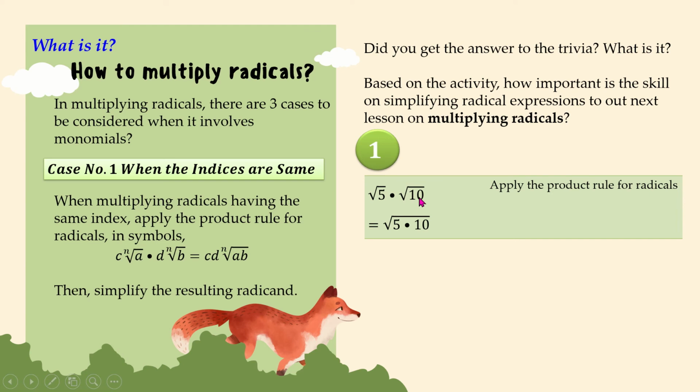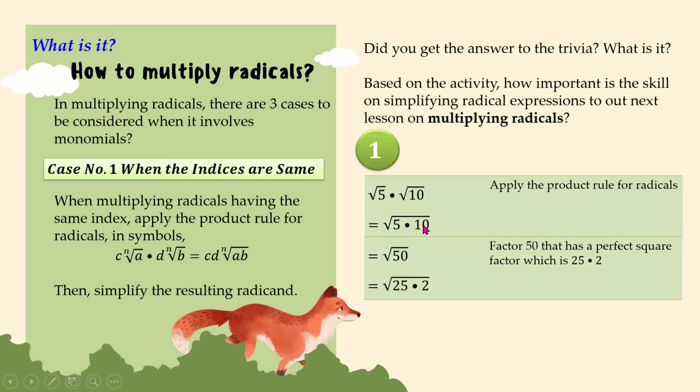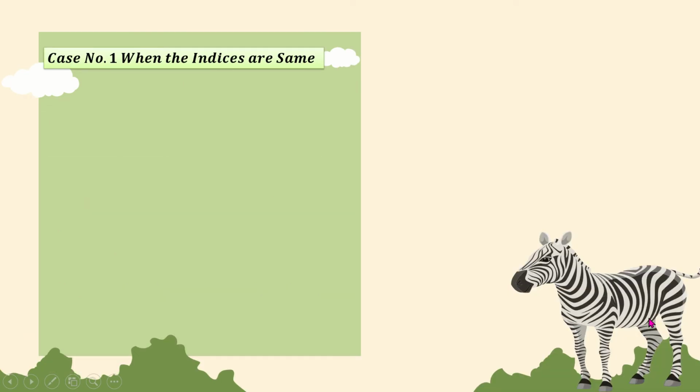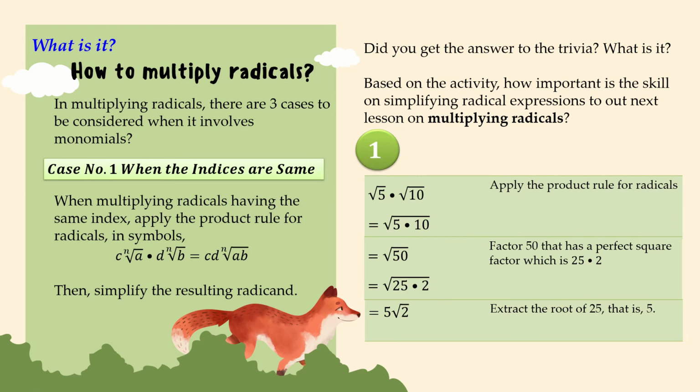Square root of 5 times square root of 10, apply the product rule for radicals. Since both are square roots, we put them in one radical symbol, and that is the square root of 5 times 10. Next, 5 times 10 is 50. Factor 50 with a perfect square factor, which is 25 times 2. 25 is a perfect square. Next, square root of 25 is 5. The square root of 2 remains. Extract the root of 25, and that is 5. So our final answer is 5 square root of 2.